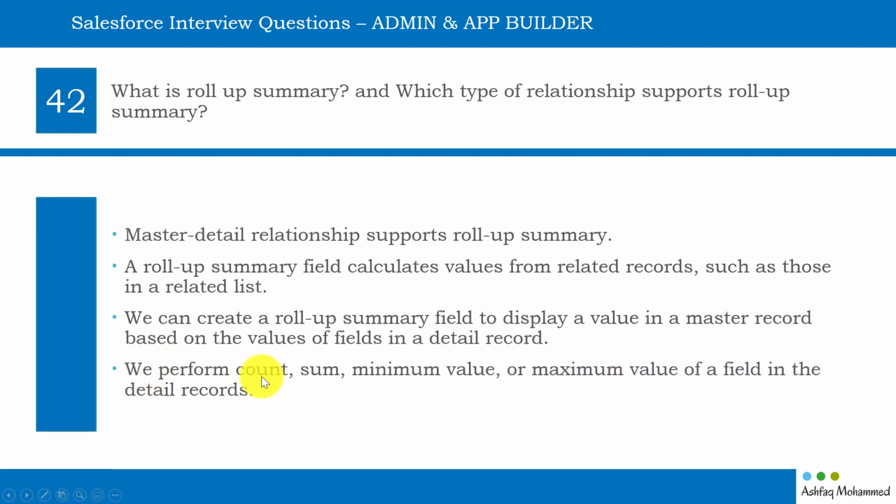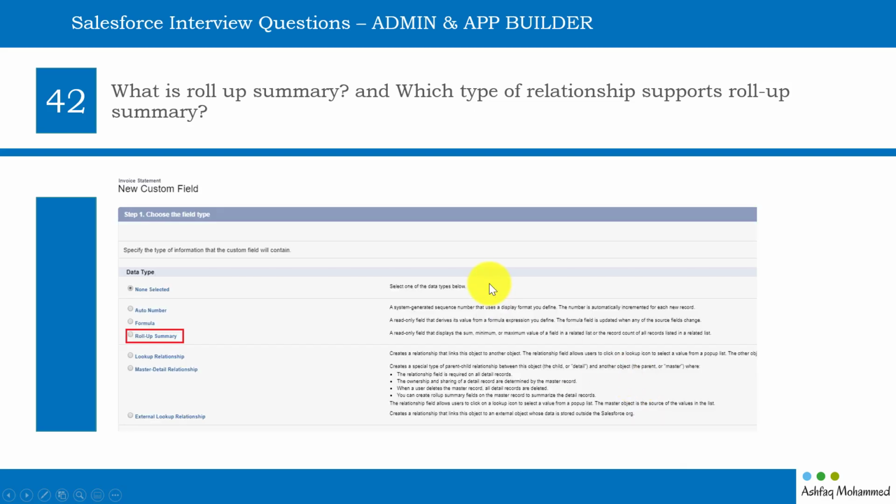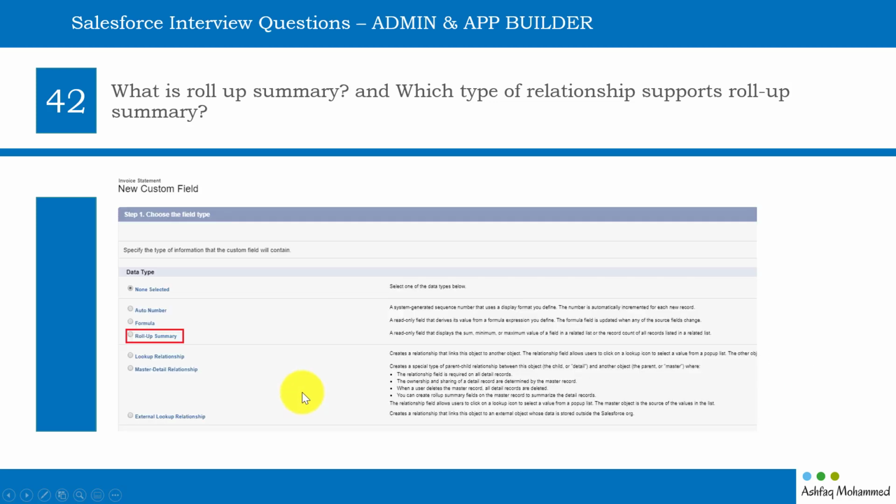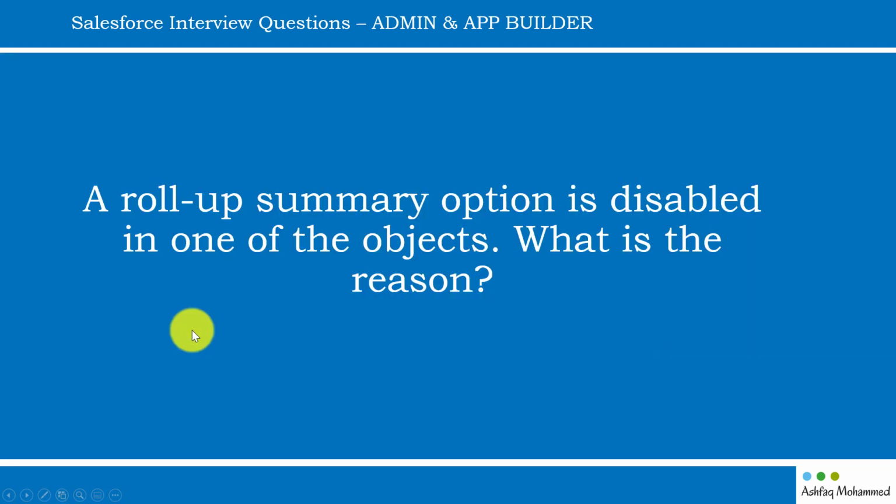So we can perform count, we can perform sum, we can perform minimum value and maximum value of fields in the detail records. Okay. So if you have a master detail relationship, you will see this roll-up enabled. And then you can go ahead and create the roll-up summary field.